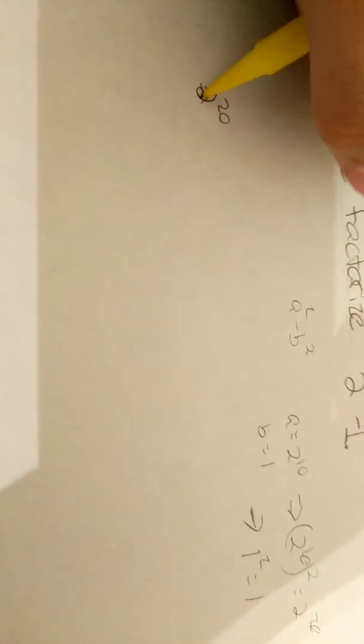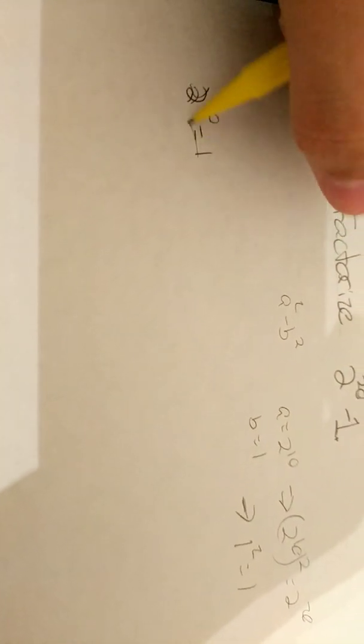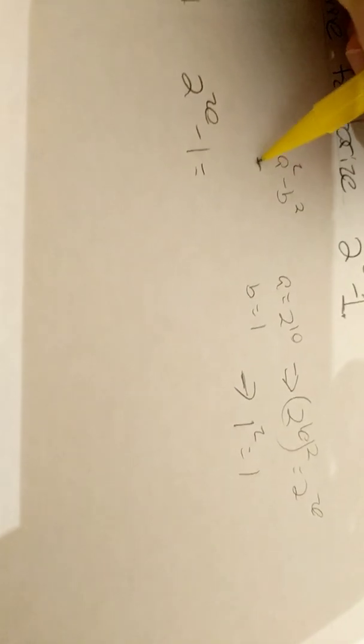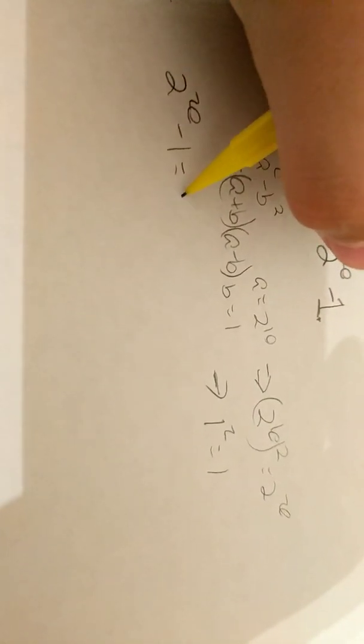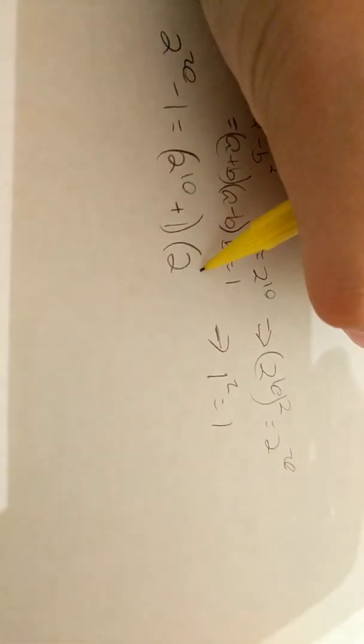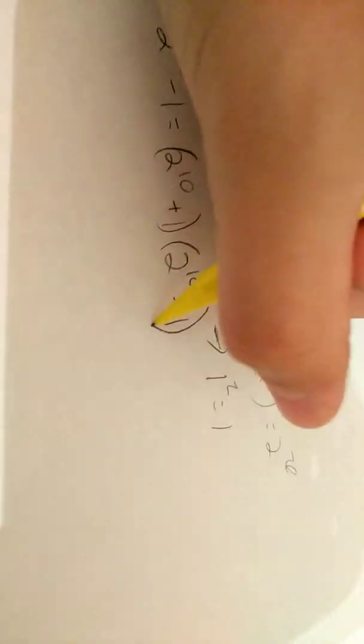So we can rewrite 2 to the 20 minus 1 as, well, a squared minus b squared, that's a plus b, a minus b. So this is 2 to the 10 plus 1 times 2 to the 10 minus 1.